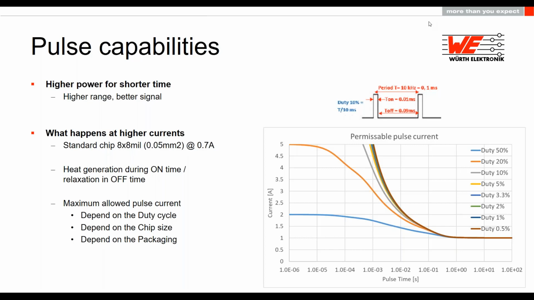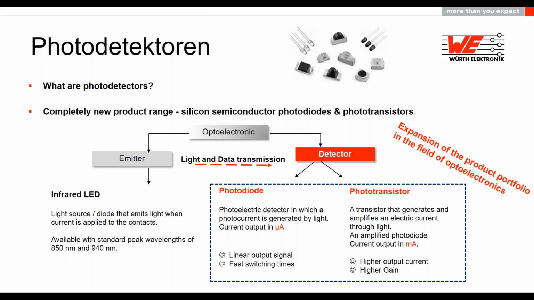Now I would like to go on further and present to you the photodetectors. What are photodetectors? Of course, now we have an infrared emitter, a light source that emits a light that is not perceivable by the human eye, at 850 or 940 nanometers. We still need some way to detect this light, or to get the signal that we are emitting. Then there are two different options.